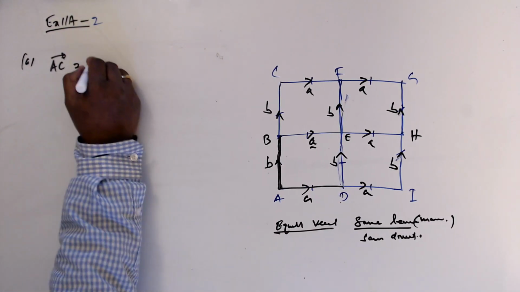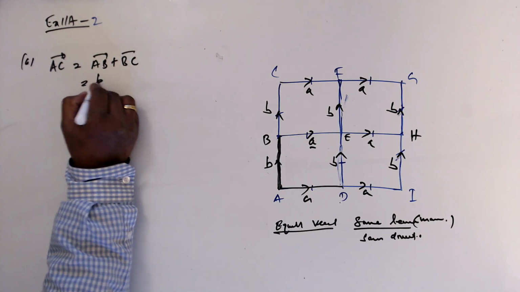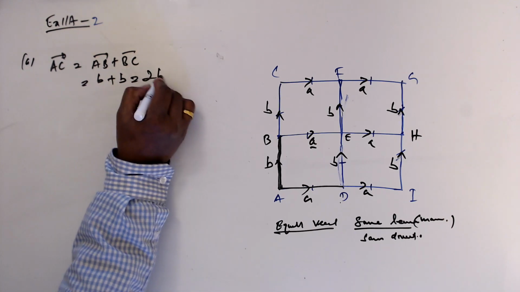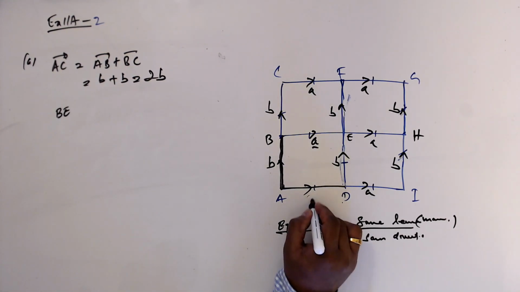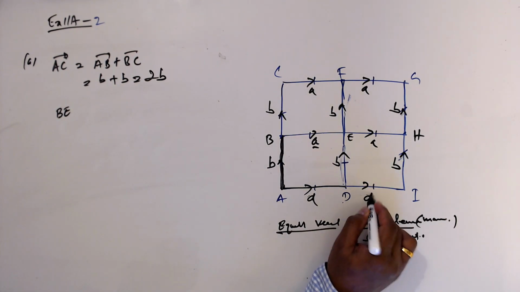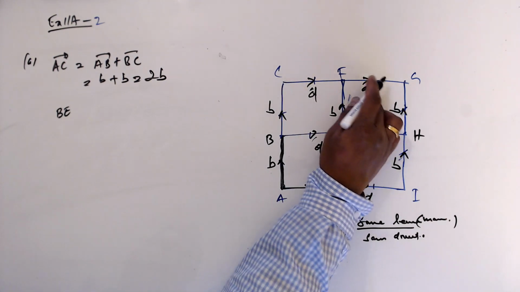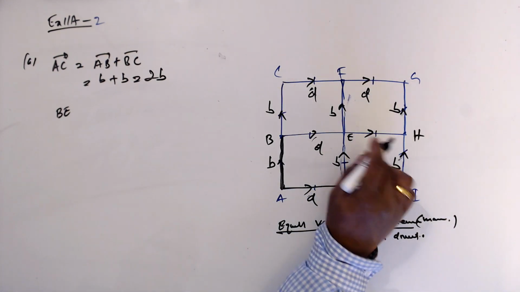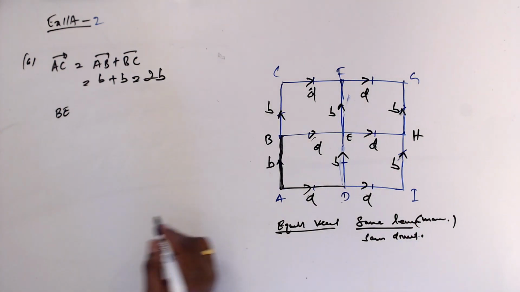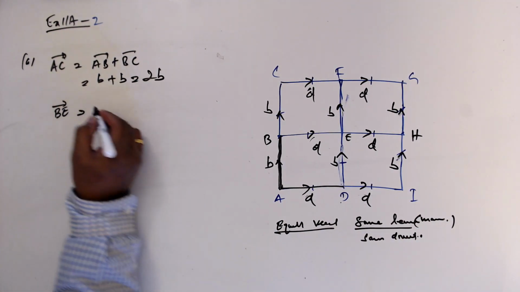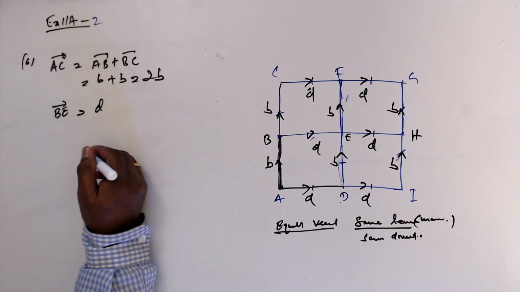AC is AB plus BC, which is B plus B, so 2B. So just now I see that this is not A, this is D. Let's change to D. They all are D now. So what is BE? Now B is simply D because we gave the reason for.